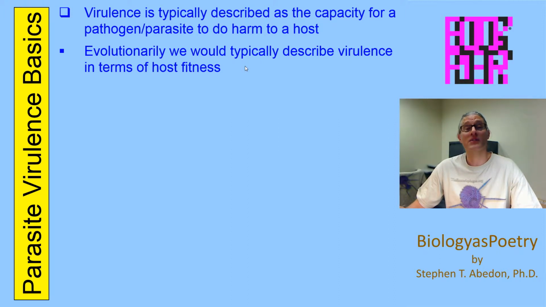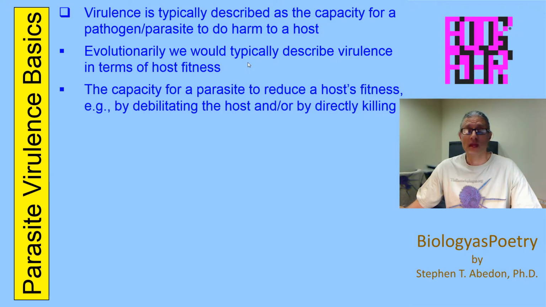It doesn't really matter. What's important is that we are defining the level of impact of the virus on the host in terms of the host fitness. We're defining virulence in terms of its impact on host fitness. The higher the virulence, the less of the potential that the host has to reproduce as a consequence of that disease. The capacity for a parasite to reduce a host's fitness, for example, by debilitating the host or by directly killing the host, therefore is a description of the parasite's virulence.